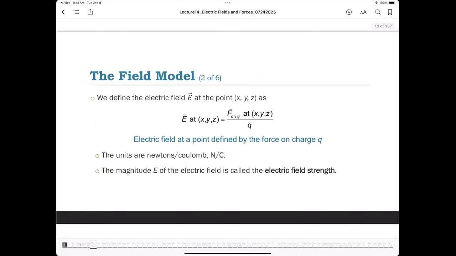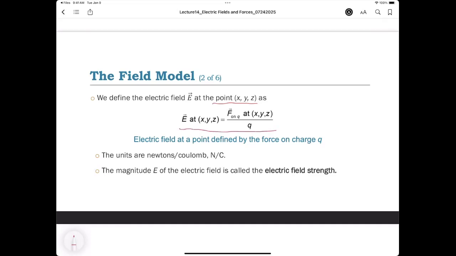We define the electric field at a point; the field is just like a space, so you will see there are three dimensions. We can define the electric field using this equation: E at x, y, z equals the force on Q at this point divided by the charge. The electric field at a point is defined by the force on charge Q. The units are newtons per coulomb. The magnitude E of the electric field is called the electric field strength, and the direction is the electric field direction.